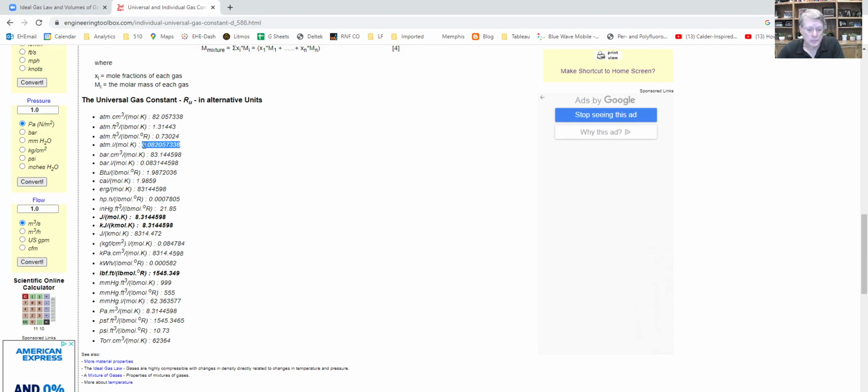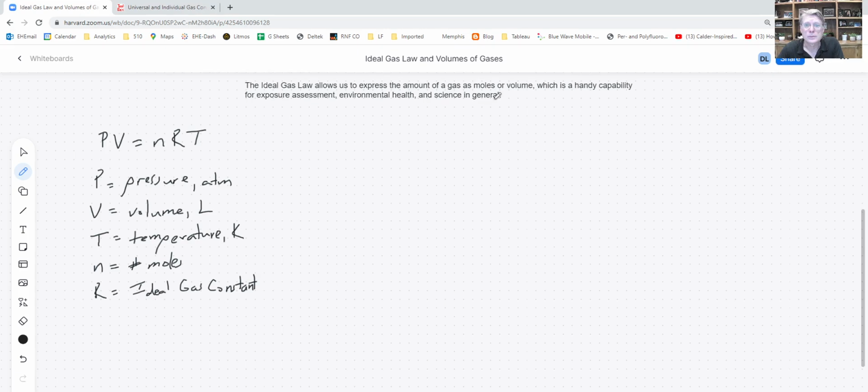I'm just going to copy this number over to our whiteboard and put it right here, just so we have it for later use. 0.082 liter atmosphere per mole Kelvin.